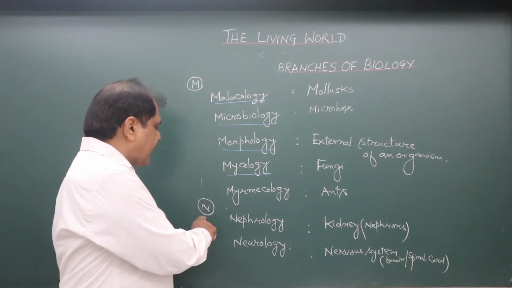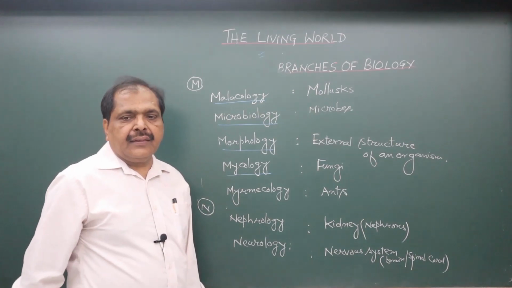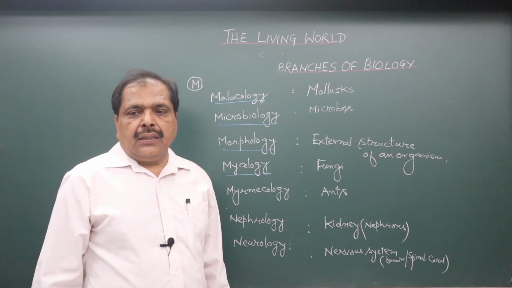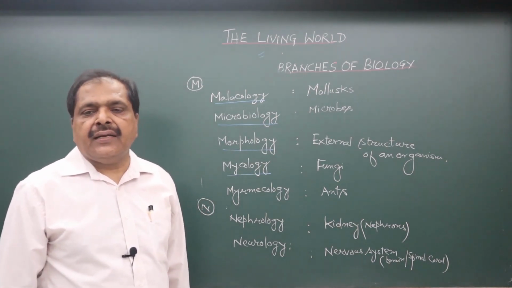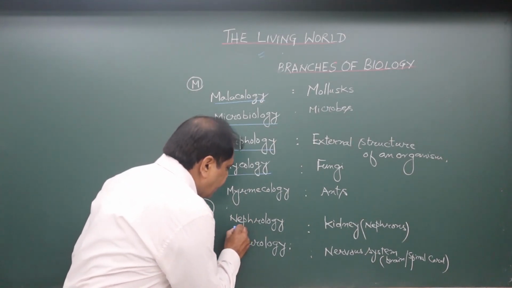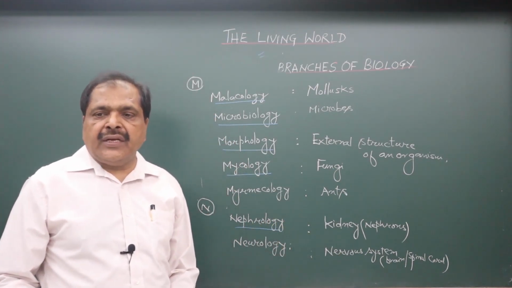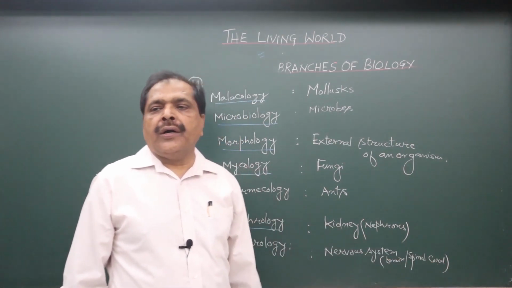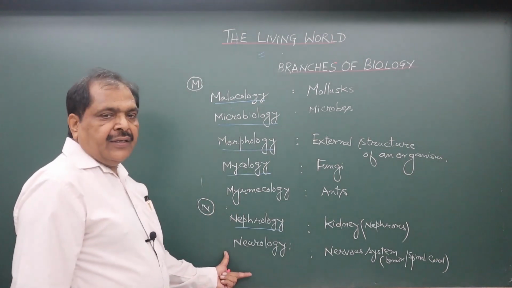Then we come to the alphabet N. Nephrology. It is the study of kidney. Kidney is made up of a large number of subunits called nephrons. Nephron is the structural and functional unit of kidney. Then neurology is the study of nervous system. Nervous system includes neurons, brain, spinal cord, cranial nerves, spinal nerves. All these things we study in neurology.